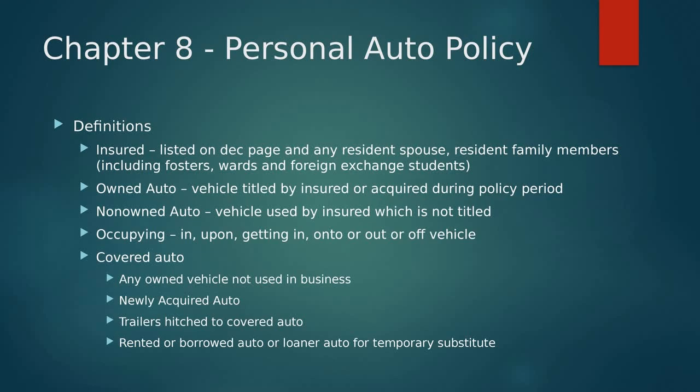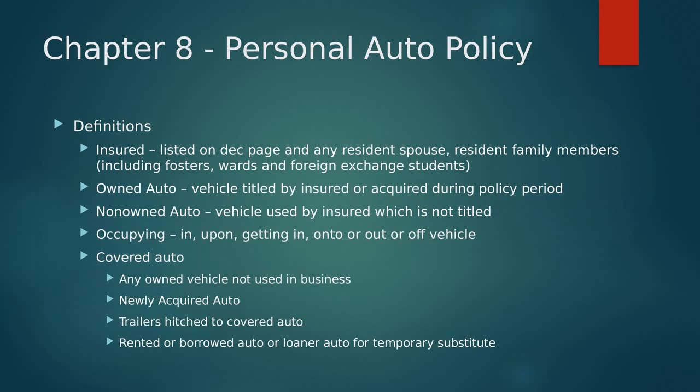Another important definition here is an owned auto is one that has a vehicle titled by the insured or has been acquired during the policy period. A non-owned auto would be defined as a vehicle that is used by the insured, but which is not titled by the insured. Occupying is a pretty liberal definition in the personal auto policy. It's in, upon, getting into, or out of, or onto, or off of a vehicle. This generally is going to apply in a lot of different situations whenever you're in the near vicinity of the vehicle.